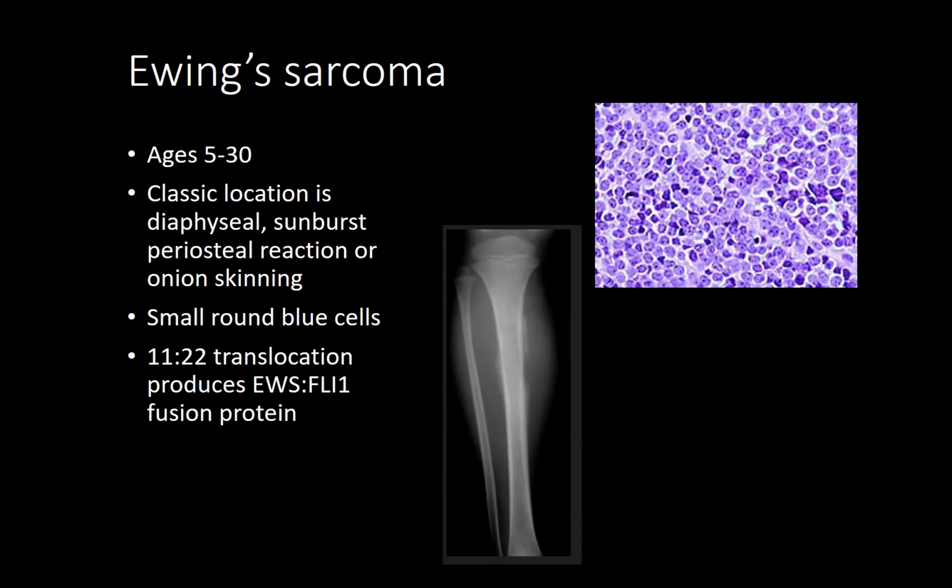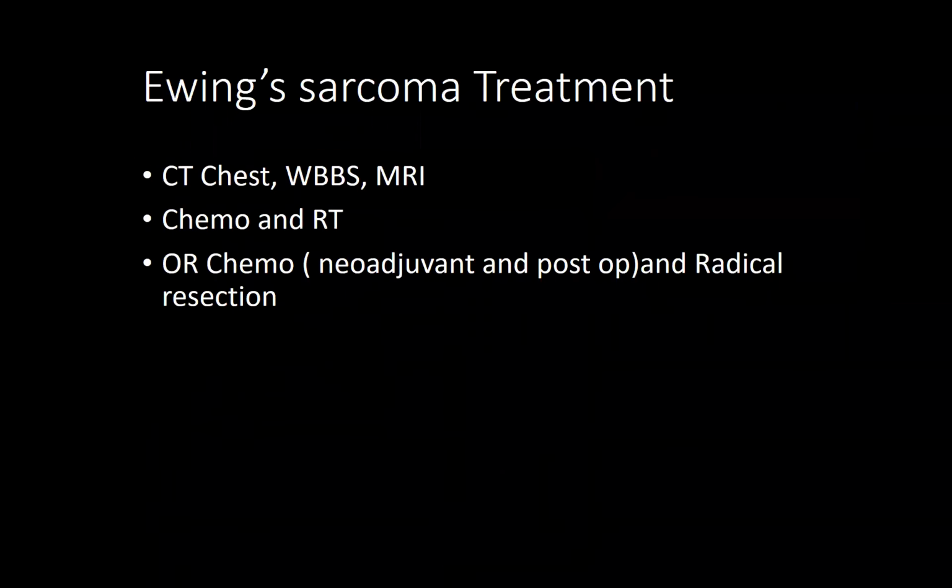So the 11;22 translocation that we see, that's commonly tested. I think everybody knows that, but it produces a fusion protein that we see in Ewing sarcoma. The treatment for that, again, CT chest, whole body bone scan, MRI. There's two treatment options for Ewing's. You can do chemotherapy and radiation, or you can do chemotherapy and surgical resection. I would say that the majority of patients get surgically resected.